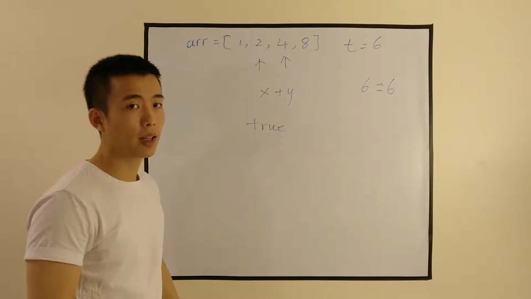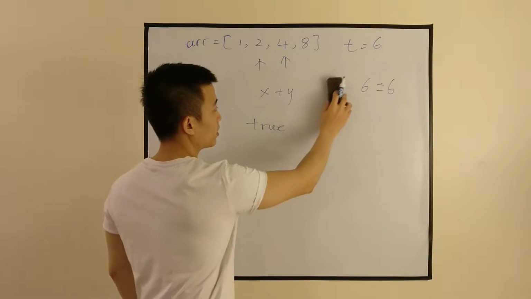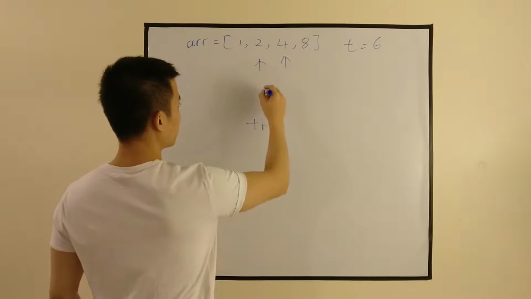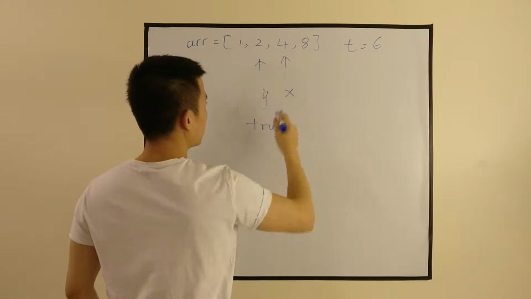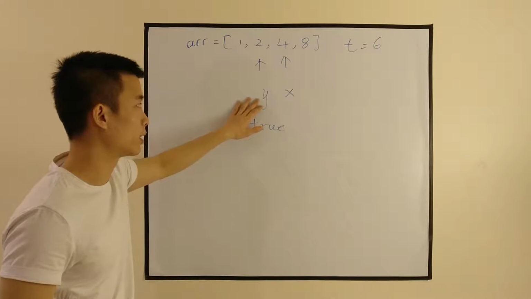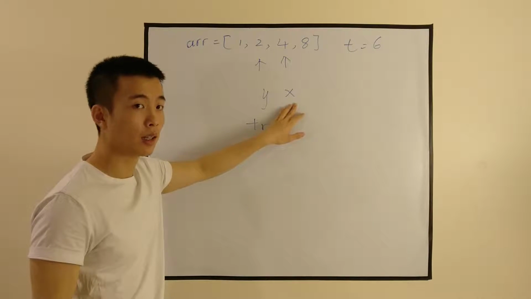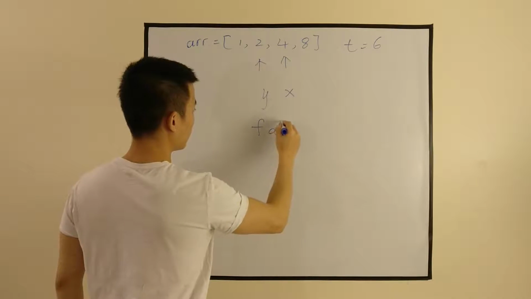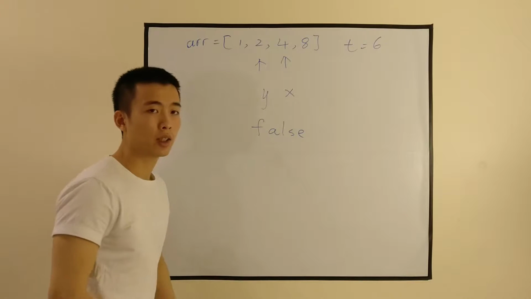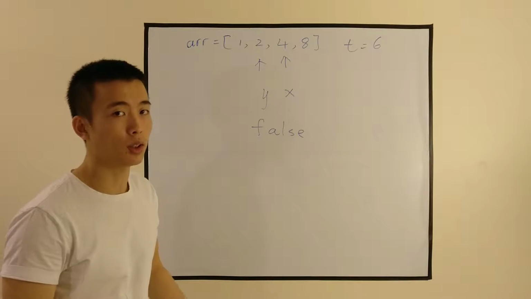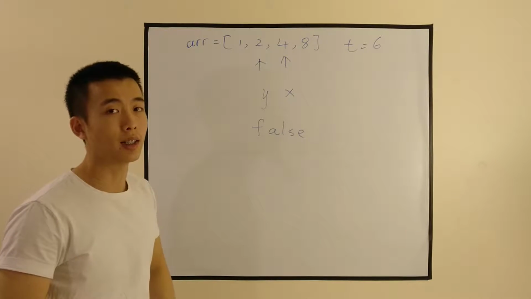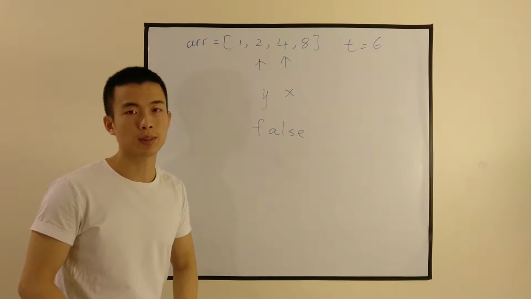However, if x plus y is not equal to 6, and you keep advancing x and y to the point where the index of y is actually smaller than x, then you would return a false value. You can just have a while loop condition or a for loop condition to accomplish that. Alright, let's dive right into the implementation for the algorithm.